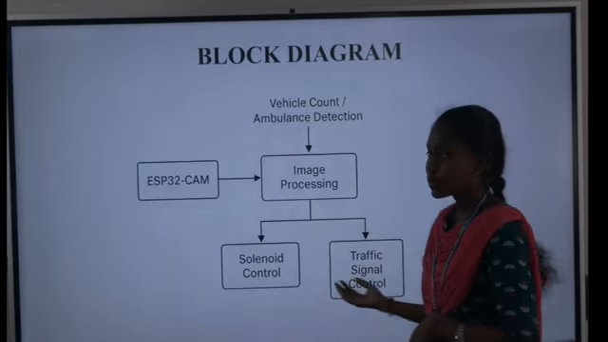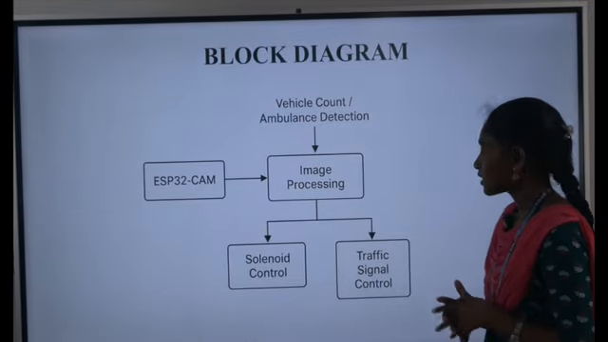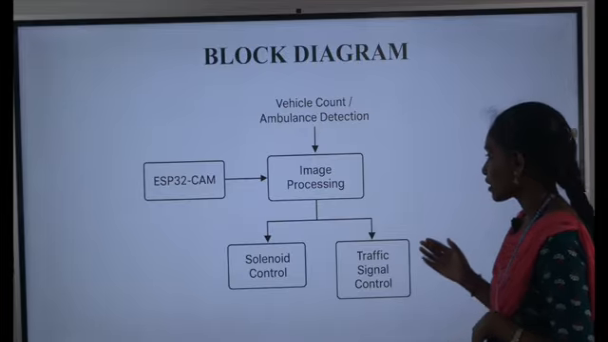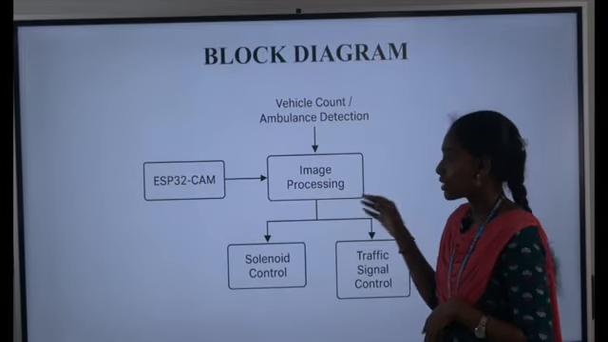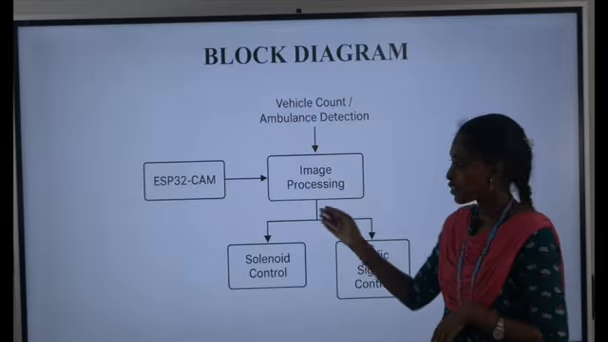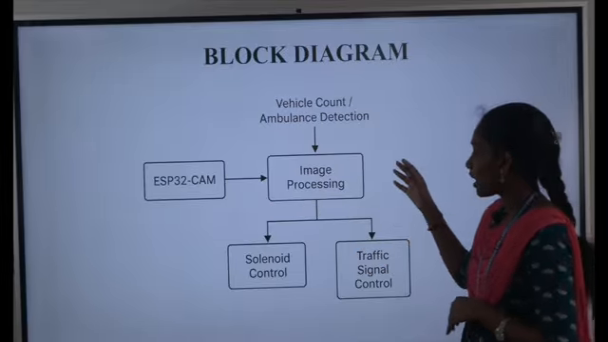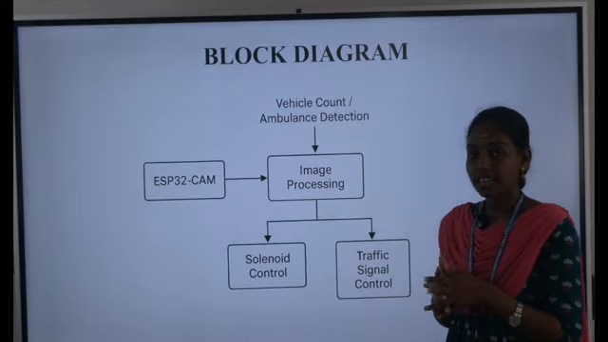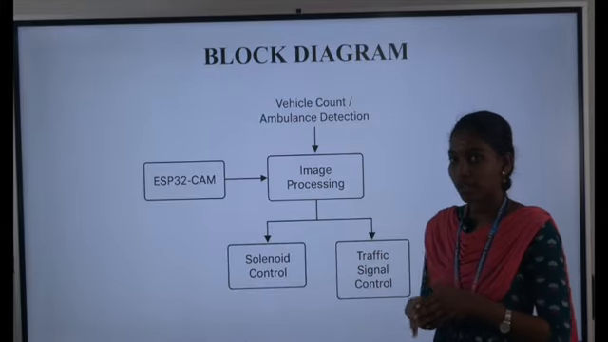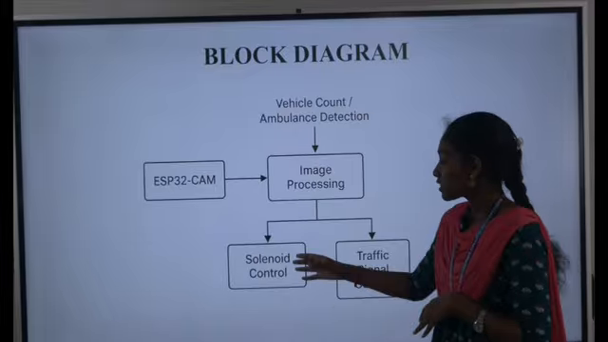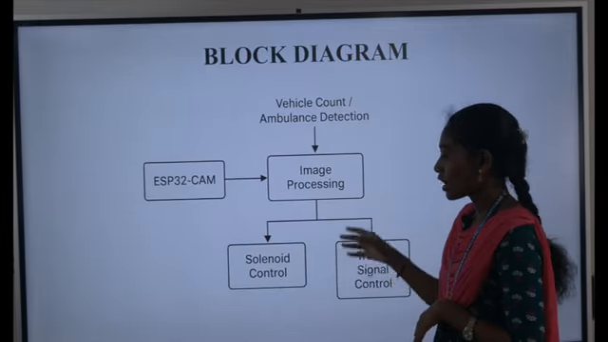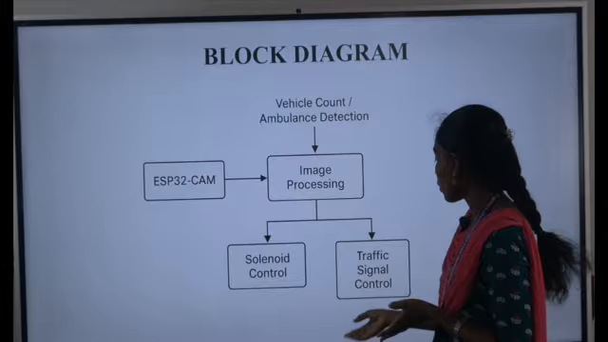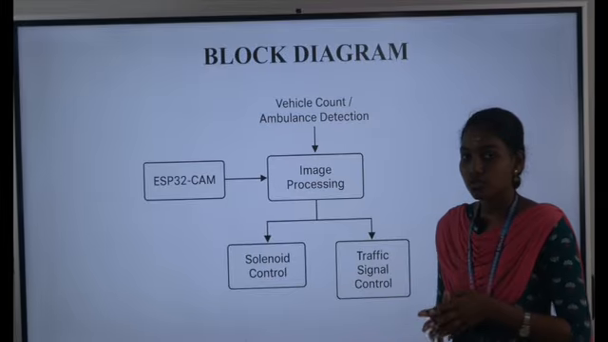Here is the block diagram of our project. First, it goes into ambulance detection and vehicle counting by getting a real image from the ESP32 cam. That image is processed and given as input to the solenoid and the traffic signals. When ambulance mode or an emergency situation is detected, the solenoid goes into the on state, that is the down state, and the traffic signals go red.